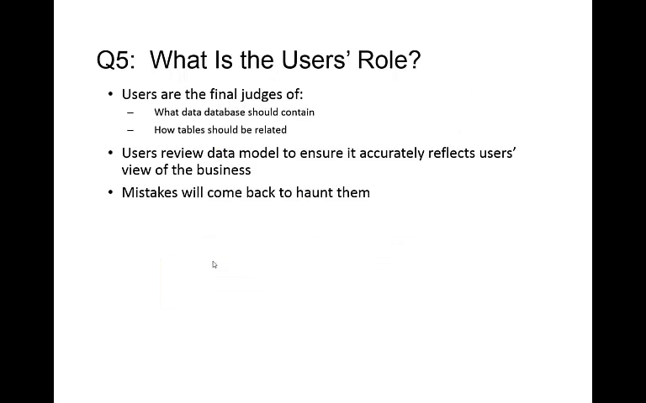All right. So what is your role, the user of these databases? You are basically going to be the final judges of what data should be in the database and how tables should relate to one another. So that relationship part. I went through all those different types of relationships you can have for a reason, because you need to be able to identify: can we have 0? Can we have 1? Can we have more than 1? Does it have to be at least 1? These are the types of questions about relationships between entities that you have to be able to identify, think about, and know. And so users then can review the data model to ensure that it accurately reflects their view of the business.